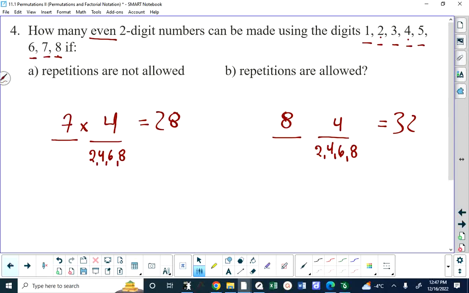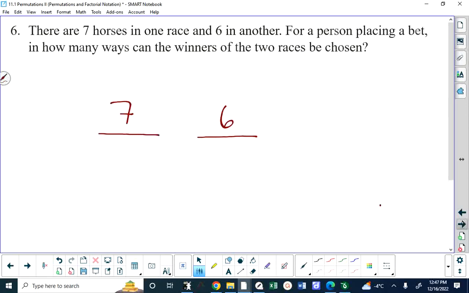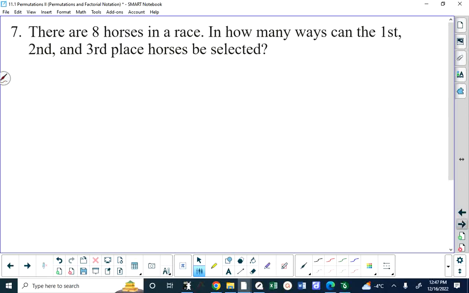Go ahead. 7. Okay, let's look at number 7. There are 8 horses in a race. In how many ways can the first, second, and third place horses be selected? So often these questions seem very complicated, and you have all this information swimming around, but really what it boils down to is, if I have 8 items, how many ways can I select from those 8 items that fit in these blanks?